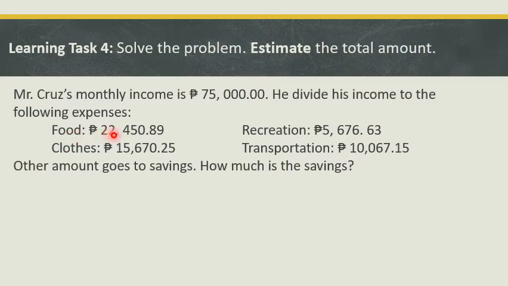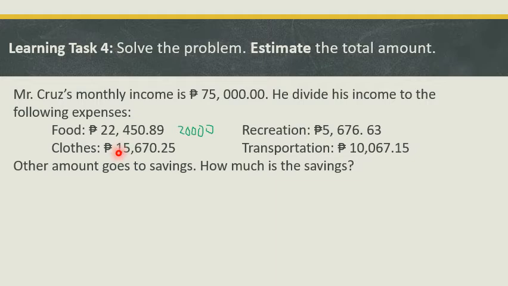So, ang food natin, ang highest peso value niya is yung 2. Ang katabi niya is 0. So, ito po ay mababa sa 5, kaya ang 2 ay mananatiling 2. Kaya ito ay magiging 20,000. Okay? Titingnan lang tayo sa highest peso value.